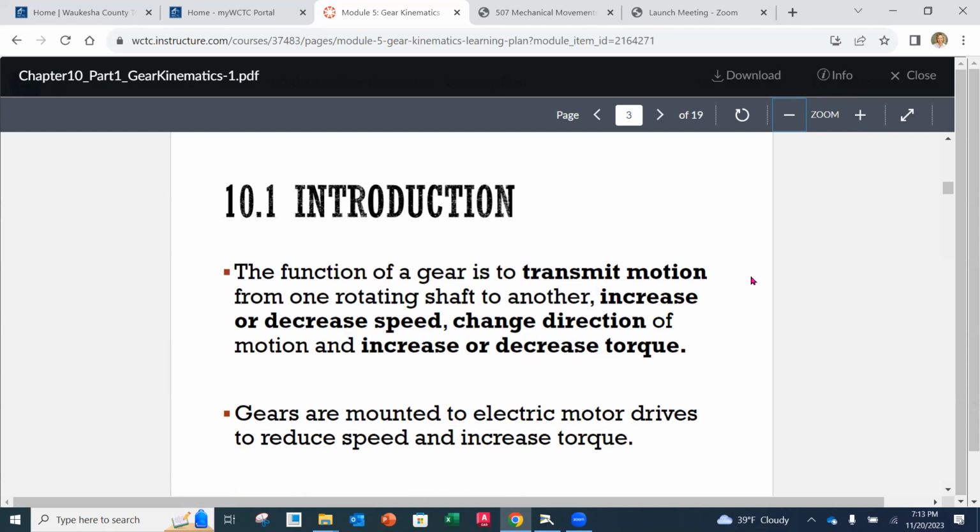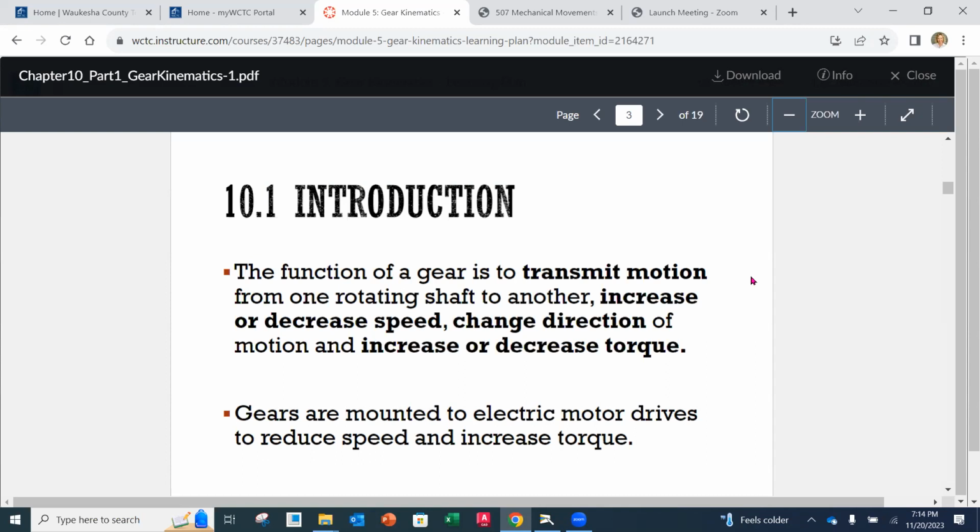First and foremost, the function of a gear is to transmit motion from one rotating shaft to another. Most often, we are decreasing the speed, but we can use it as a speed increaser as well. Most often, it's going to be a speed decreaser. We're also going to be changing the direction of motion. If one shaft with a gear on it is going in a clockwise direction and is engaged with another shaft with a gear on it, that other gear is going to go in the opposite direction, just by the nature of how they operate together.